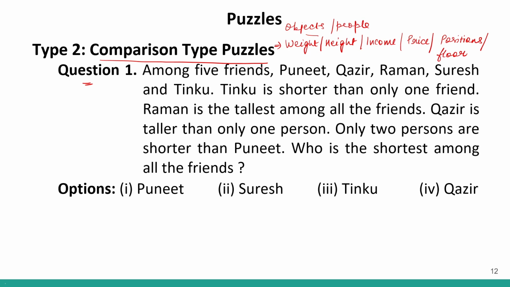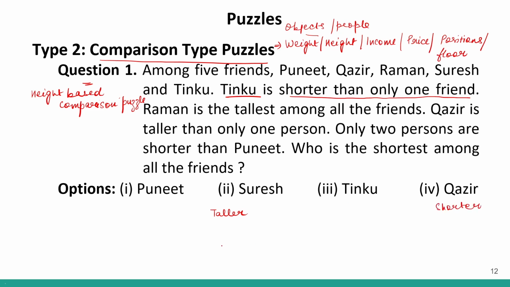Question number 1 says that there are 5 friends, Puneet, Kazir, Raman, Suresh and Tinku, and it is given based on their height. So this is basically a height based comparison puzzle. So 5 friends are there. Tinku is shorter than only one friend. So let me say this is the taller side and this is the shorter side.